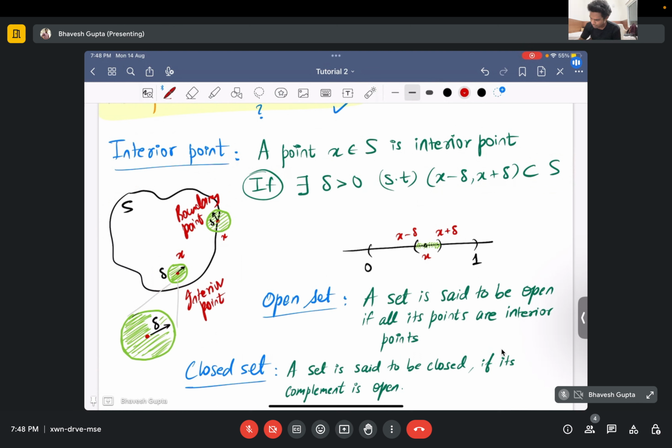So what do you mean by the symbol here? This means contains. Okay, this notation means contains. So that's the idea here.